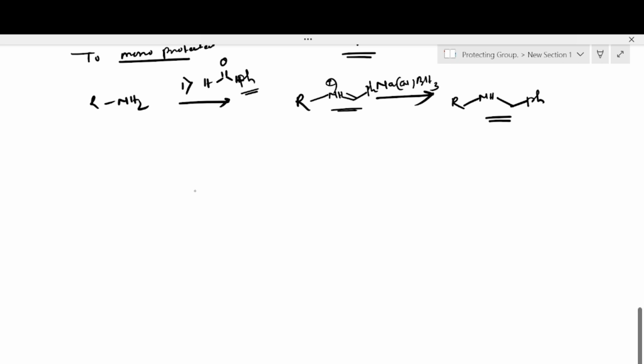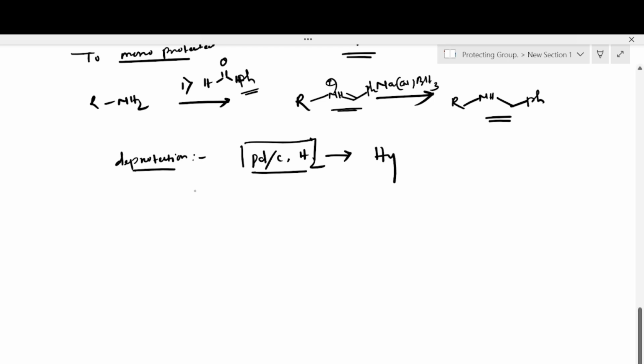So after protection, we also need to deprotect it. How will it deprotect? For deprotection, we need palladium over carbon and hydrogen. What is this combination called? It is known as hydrogenolysis.